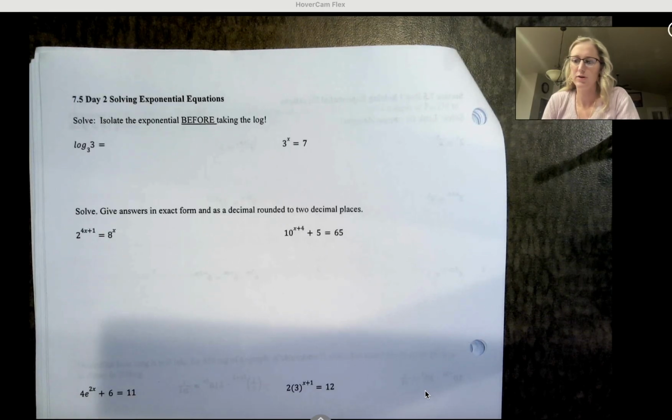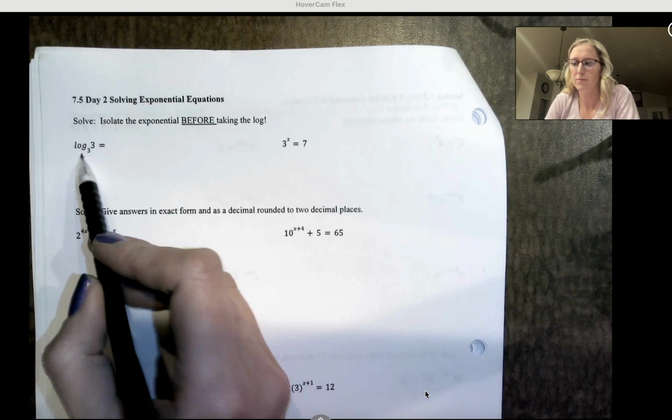Guys, in this video we're going to do some more solving exponential equations, and something really important to remember is we want to isolate the exponential before we take the log of both sides. And remember, the log base needs to match the exponential base because those are inverses of each other and are going to cancel each other out.